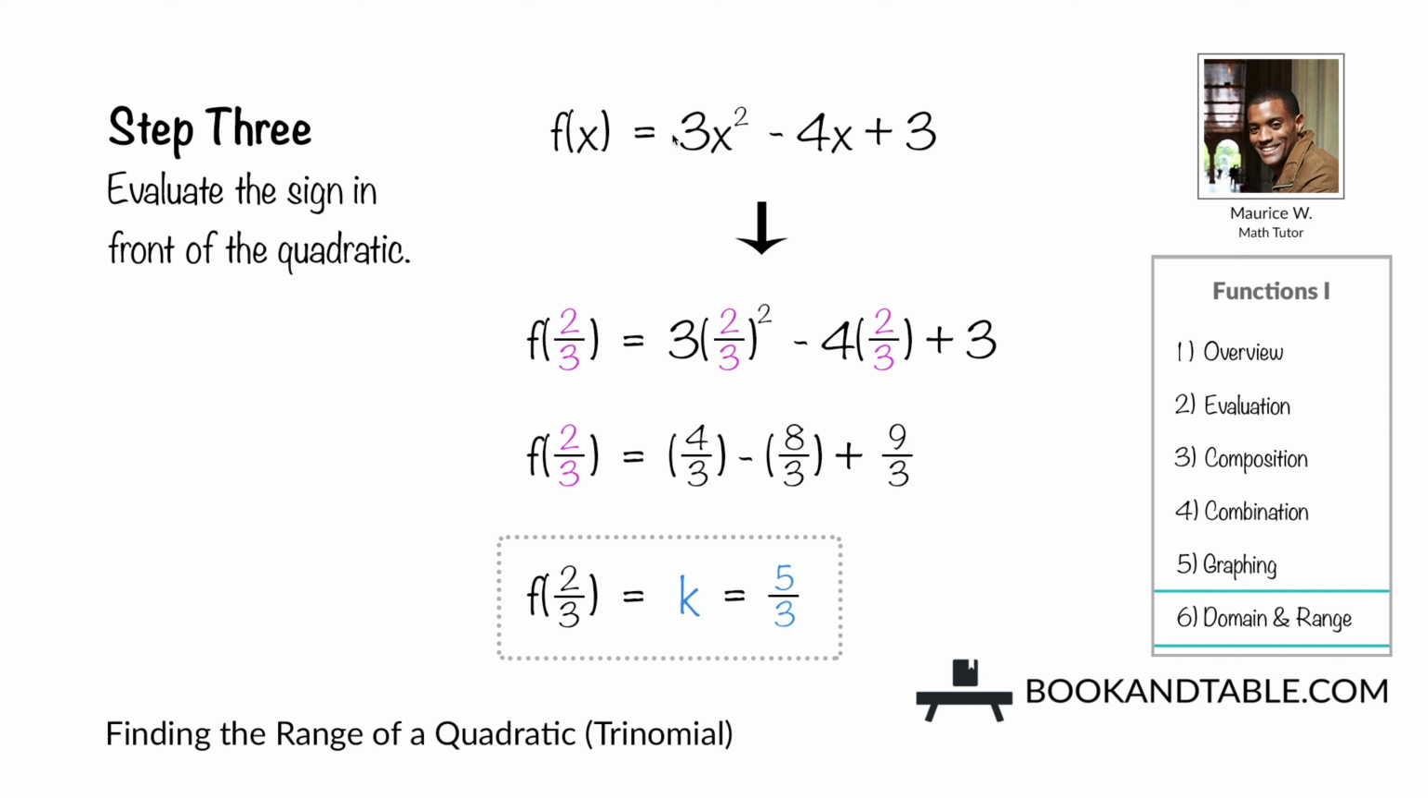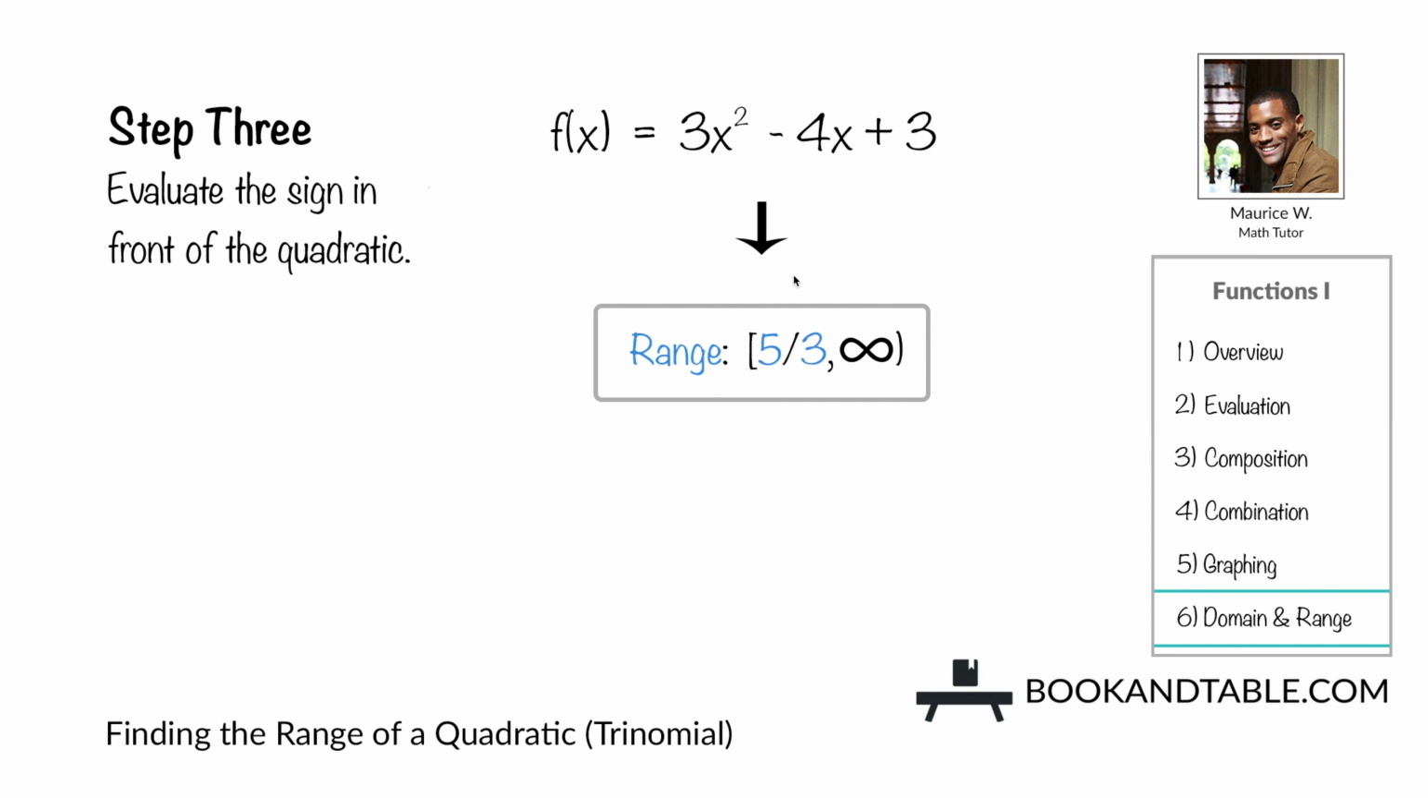So now that we know that k is equal to 5/3, we can find the range, but we first want to evaluate the sign in front of the quadratic, and it is positive. So that lets us know that the quadratic is opening upwards towards positive infinity as its high point of the range. So the range is from 5/3 to positive infinity, including 5/3.